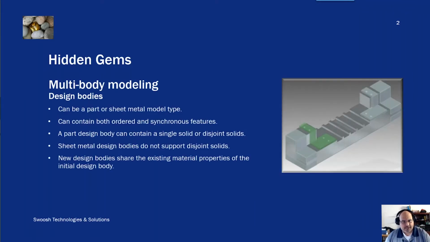The different parts that we can have are design bodies that can be part or sheet metal. They can be modeled in either ordered or synchronous, so you can mix the two environments together. As you're designing in a part space, you can draw two parts separated from each other. Those rules still apply within multi-part modeling, so a sheet metal part can't be disjointed, but there are some ways around it.